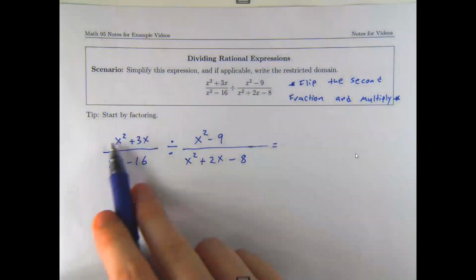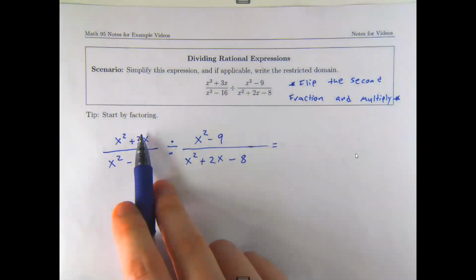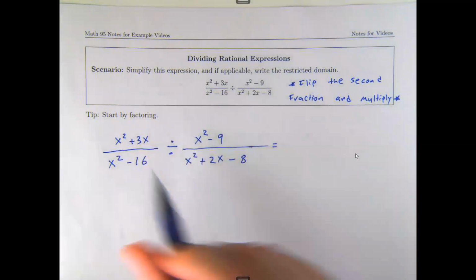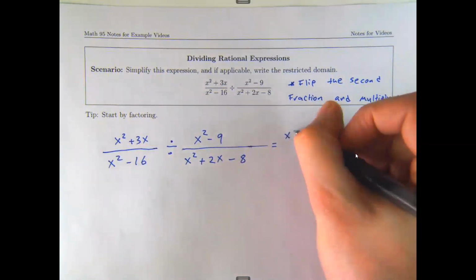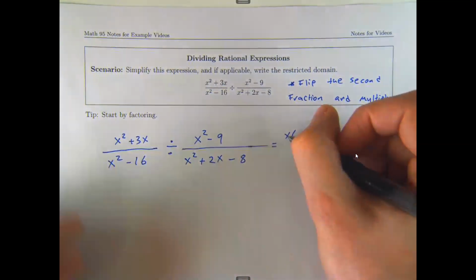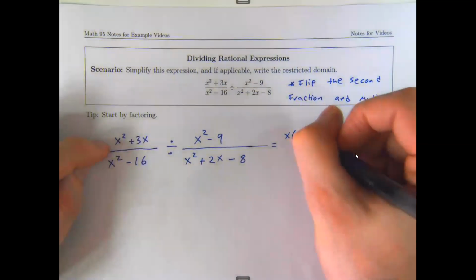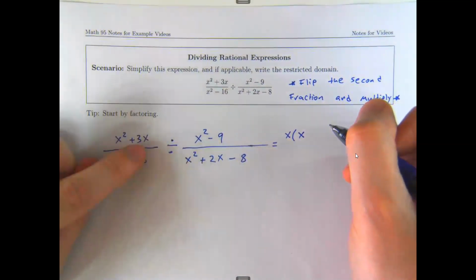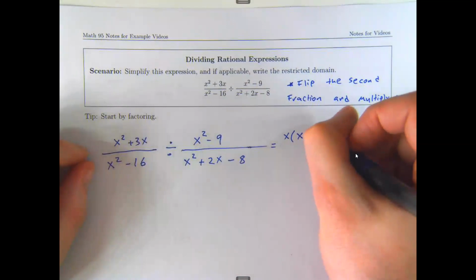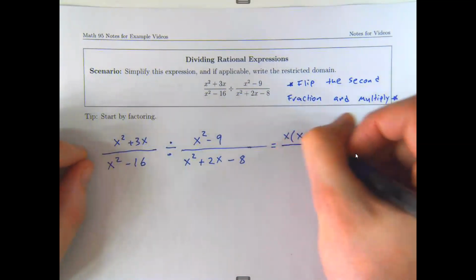I've got x squared plus 3x. These both have an x, so I'm going to factor out an x there. If I take out an x from x squared, I still have an x left. If I take out an x from the 3x, I still have a 3 left there.